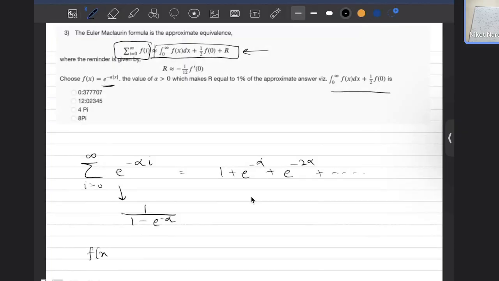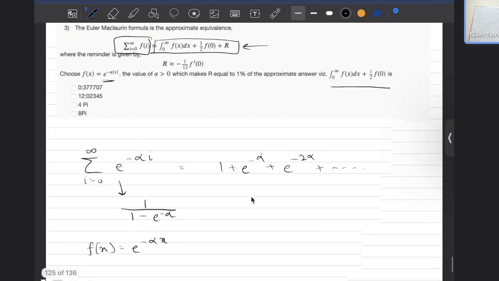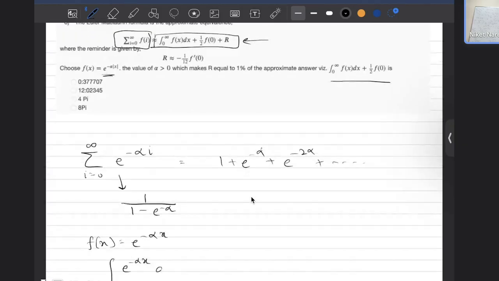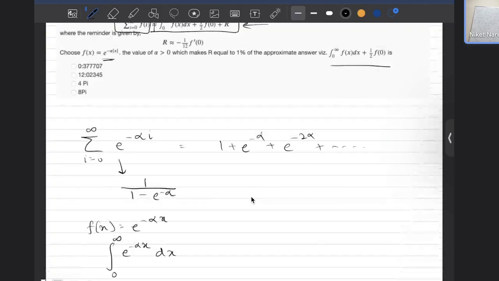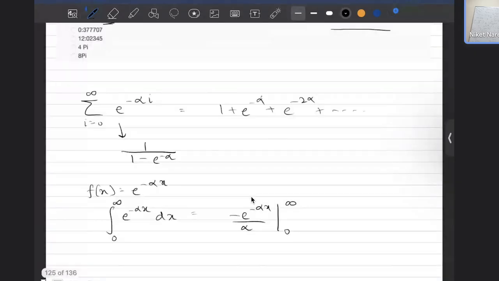So f of x we know is equal to e raised to power minus alpha x, where x is greater than 0, so I don't need to put the modulus sign there. Integral of this, e raised to power minus alpha x dx from 0 to infinity, is equal to e raised to power minus alpha x over minus alpha, from 0 to infinity. At infinity, because alpha is greater than 0, the value will be 0. At 0, the value will be 1 by alpha.